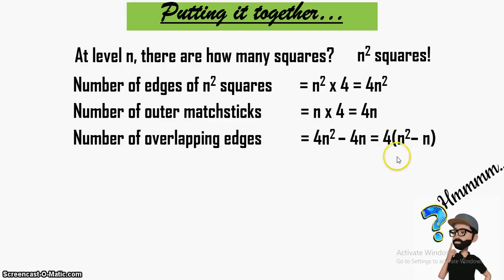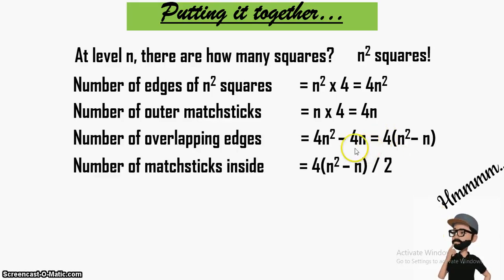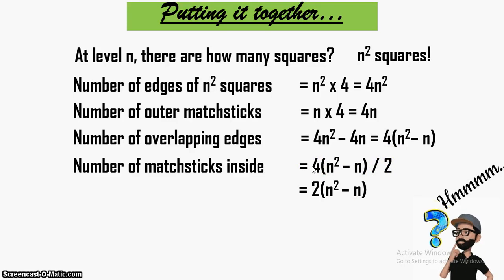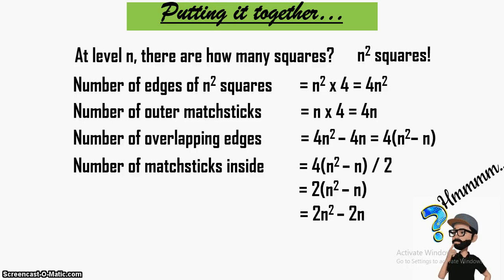Alright, what next? We go on to find the number of matchsticks inside. Like before, we divide the number of overlapping edges by 2. These 2 divide the 4 to give you 2. So you have 2 open bracket n squared minus n. At this point we can clear the brackets. 2 times n squared gives us 2n squared minus 2n. So when you do this, this is what you have.